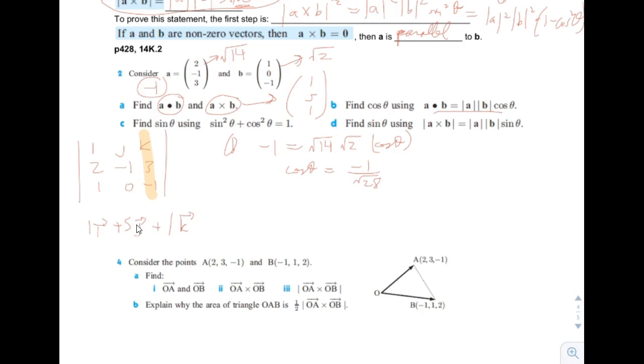Okay. And then it says part C, find sine theta using sine squared plus cosine squared theta equals 1. Well, we know that cosine is negative 1 over square root of 28, so we could rewrite the equation sine squared plus cosine squared equals 1. We could write sine squared theta plus 1 over 28, which would be cosine squared, equals 1. So sine squared theta is equal to 1 minus 1 over 28, which is 27 over 28. So sine theta is equal to square root of 27 over square root of 28.